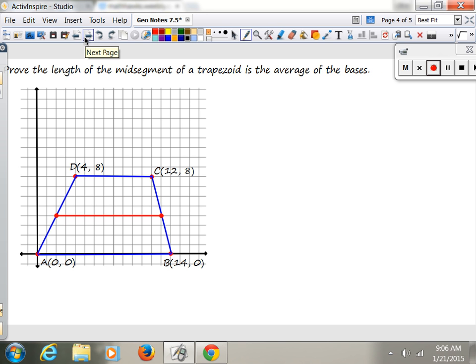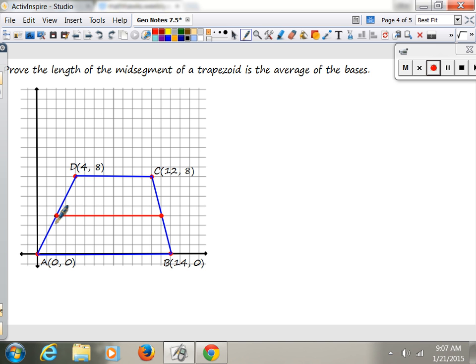Okay, prove that the length of a midsegment of a trapezoid is the average of the bases. Now, these are horizontal lines, which makes it really easy for us to count over. We could easily do that. You could easily find this midpoint as well. What is this midpoint right here?